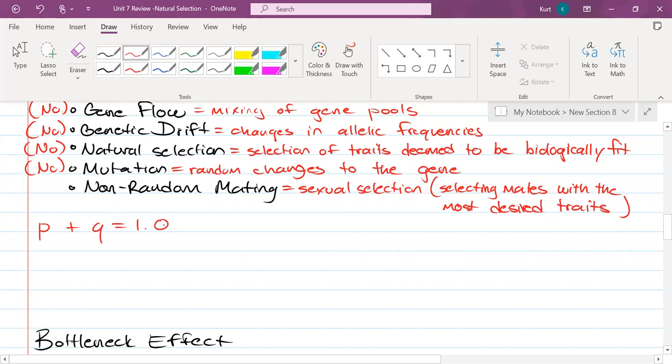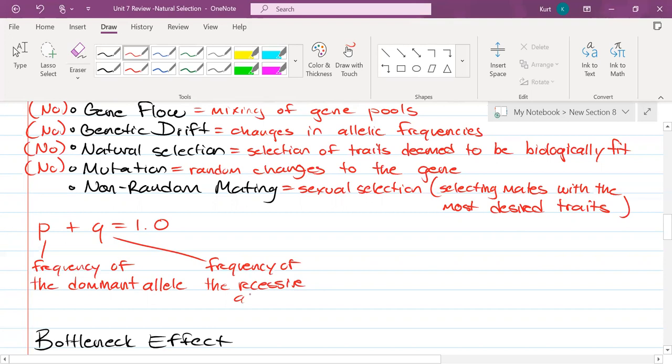P is the frequency of the what? Anybody? The dominant, not trait. Well, I guess you could say trait. I apologize, you are correct. The dominant allele, dominant trait is fine. And then what is q? The frequency of the recessive allele. Now, you are given this part, guys. You are not given what they mean.